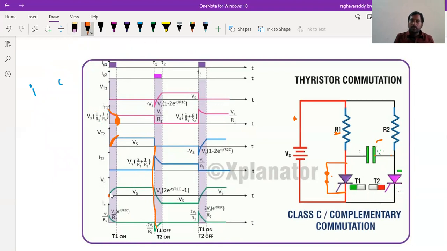This is the voltage across the capacitor, which builds up gradually up to a certain voltage. So the voltage across T2 will increase, which is similar to the voltage across the capacitor. Look at this one. The voltage across the thyristor charges similar to the voltage across the capacitor.